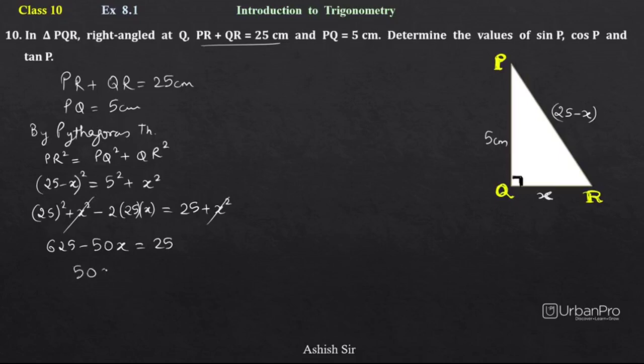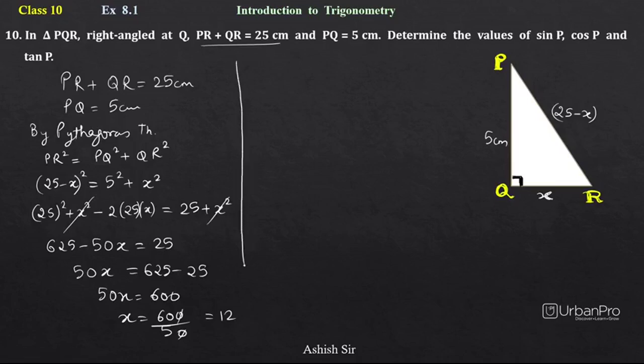Now if we transpose, 50x will be equal to 625 minus 25. 50x equals 600. So x equals 600 by 50, that is 12. So we can write down here that the value of QR we have got is 12 centimeter. If QR is 12, obviously PR will be 25 minus 12, that is 13 centimeter. So we can mark them in the figure, QR 12 and PR 13 centimeter.